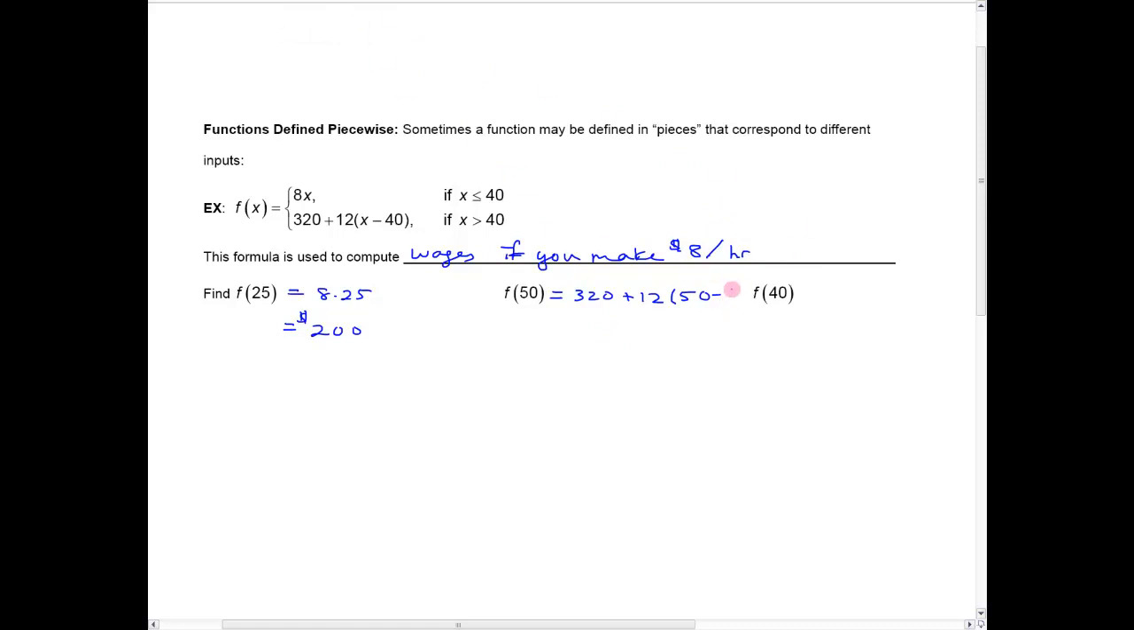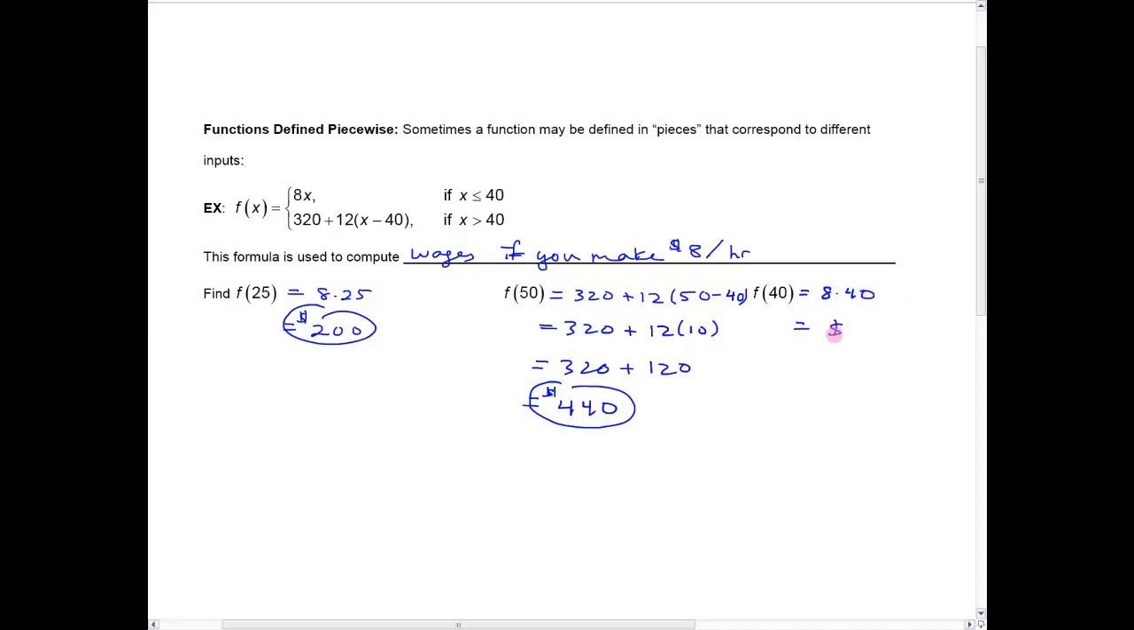So in this case, it's going to end up being $320 plus $12 an hour. There's 10 hours of overtime at $12 an hour. So that ends up being $440. And then if it was exactly 40, then 40 is less than or equal to 40, so I just use this one. And that would be $320.